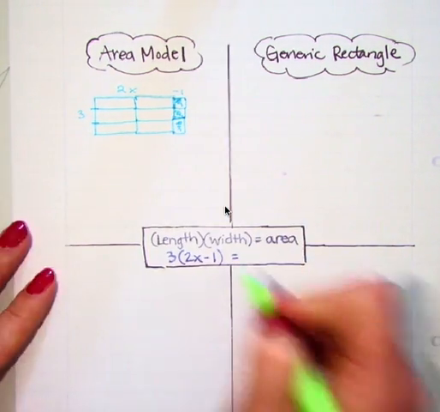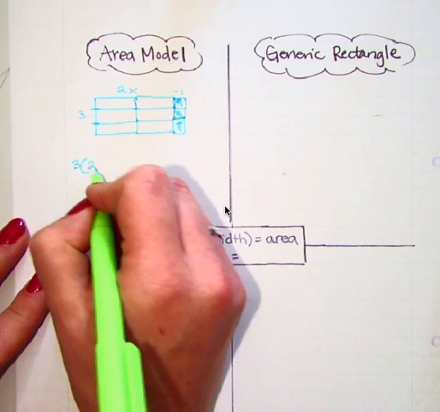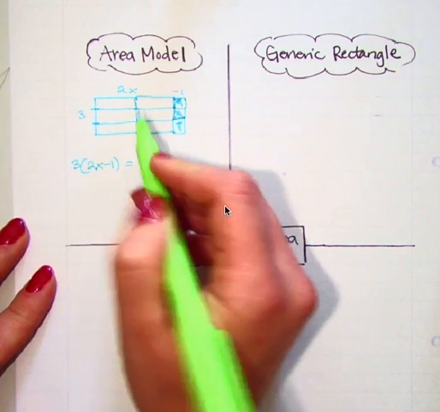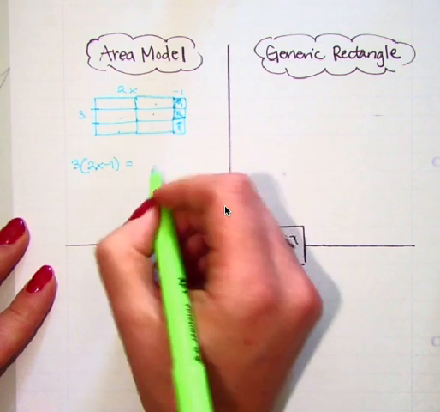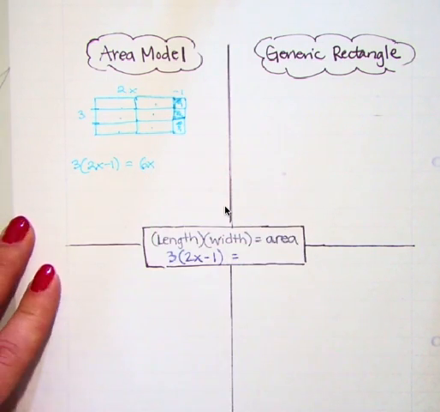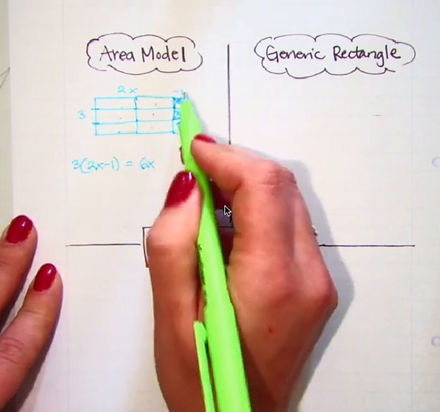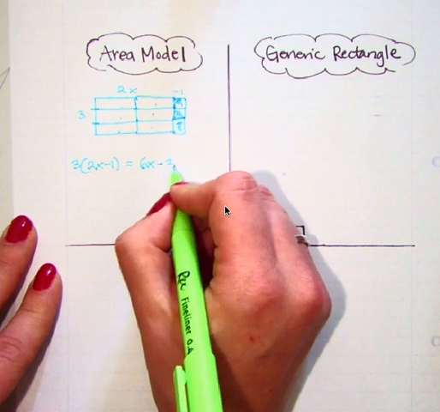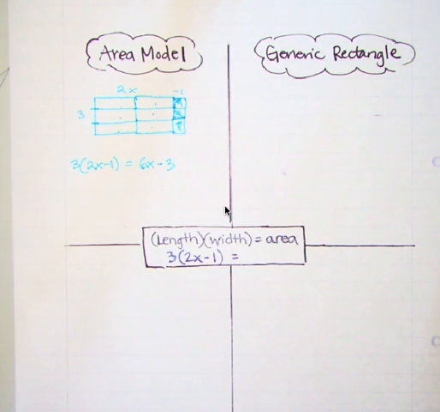All right, so the answer to our problem is 6 x's, 1, 2, 3, 4, 5, 6. They're all positive, so 6x stays positive, and 3 times the negative 1 was a negative 3. All right, moving right along.